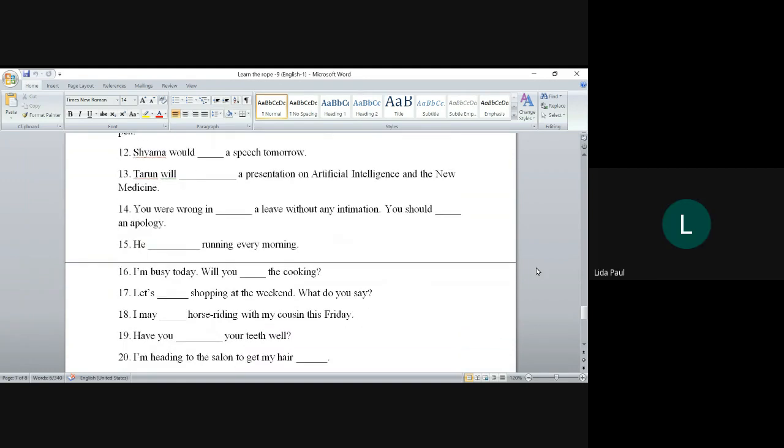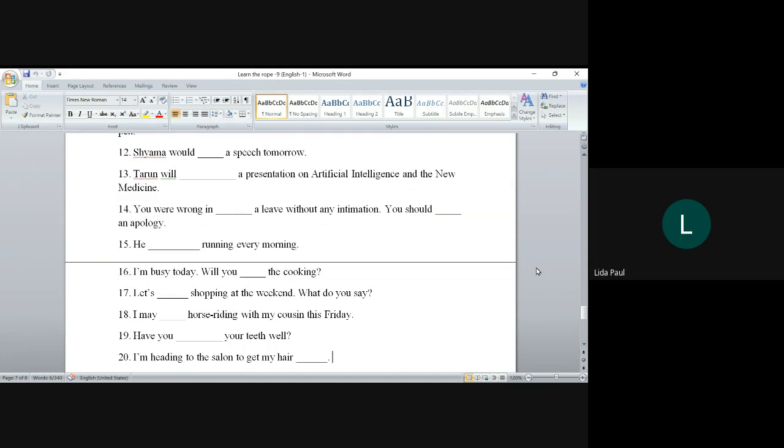The 14th one. You were wrong in dash a leave without any intimation. You should dash an apology. You could say you should offer an apology, but that is not what we are looking at. We need to choose from the delexicalized verbs we have. What would you choose? Make. You should make an apology, right?